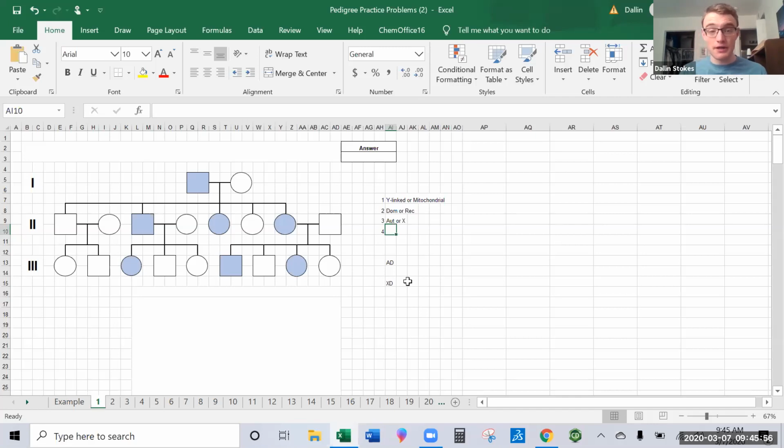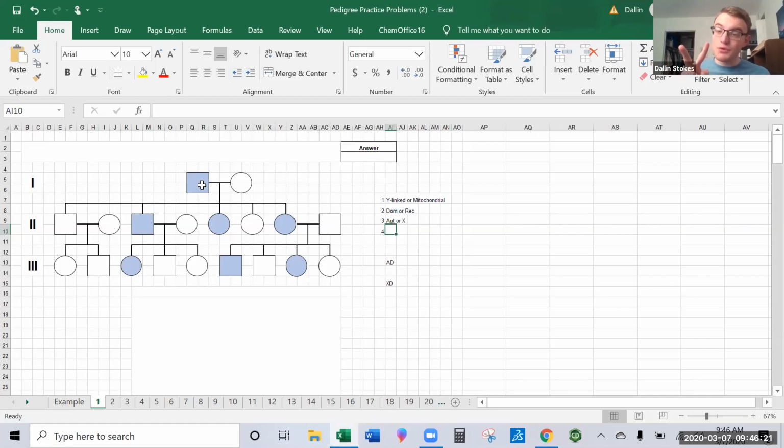For example, in this one, I have 1, 2, 3, 4 affected women in the whole pedigree. Then there are 1, 2, 3 affected men in the whole pedigree. So that's a 3-to-4 ratio, and 3 and 4 are relatively close to each other. It doesn't have to be spot on right down the middle.